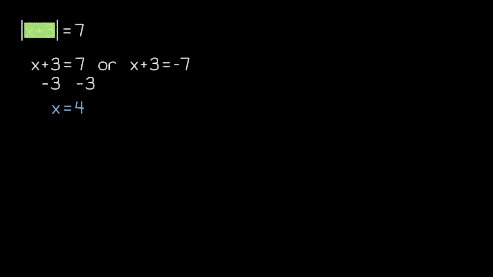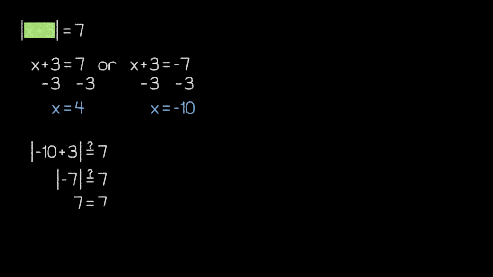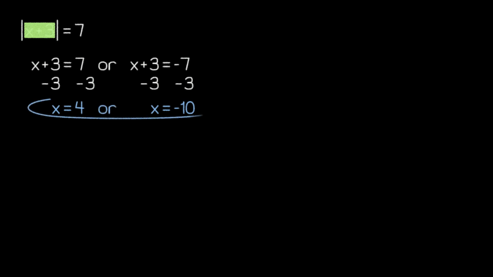Then, in our second equation, we subtract 3 from both sides to find that x can also be negative 10. Just to be safe, we'll double check that negative 10 works in our original equation. And it does. So that gives us two solutions to the equation, 4 and negative 10.